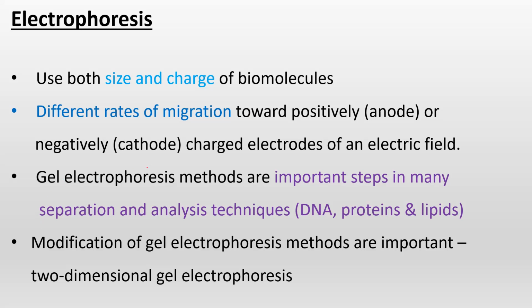Gel electrophoresis methods are very important. We also saw that they are used for DNA, protein. They are also used for lipids. So it can be used for separation of these biomolecules. There are certain modifications in gel electrophoresis. We saw 2D gel electrophoresis, which is two-dimensional, which works on two properties. Which are the two properties on which the 2D gel electrophoresis works?